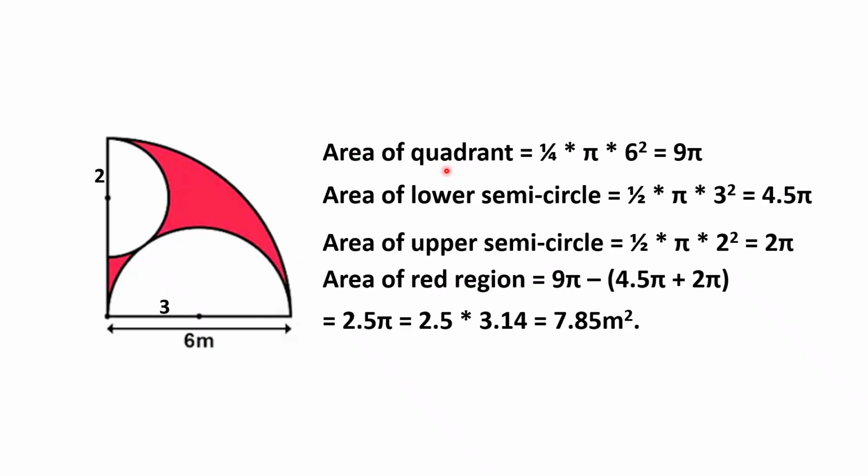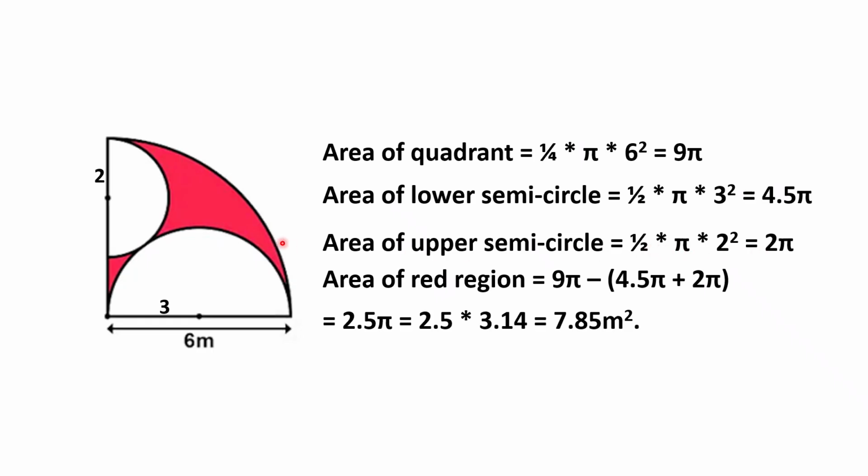Now the area of the quadrant, 1/4 of the area of the circle, 1/4 pi r square, that is 1/4 of pi into 6 square, that is 1/4 of 36 pi, 9 pi. Area of the lower semicircle, half into pi into 3 square, that is 9 by 2, 4.5 pi. Area of the upper semicircle where radius is 2, 1 by 2 into pi into 2 square, that is 2 pi.